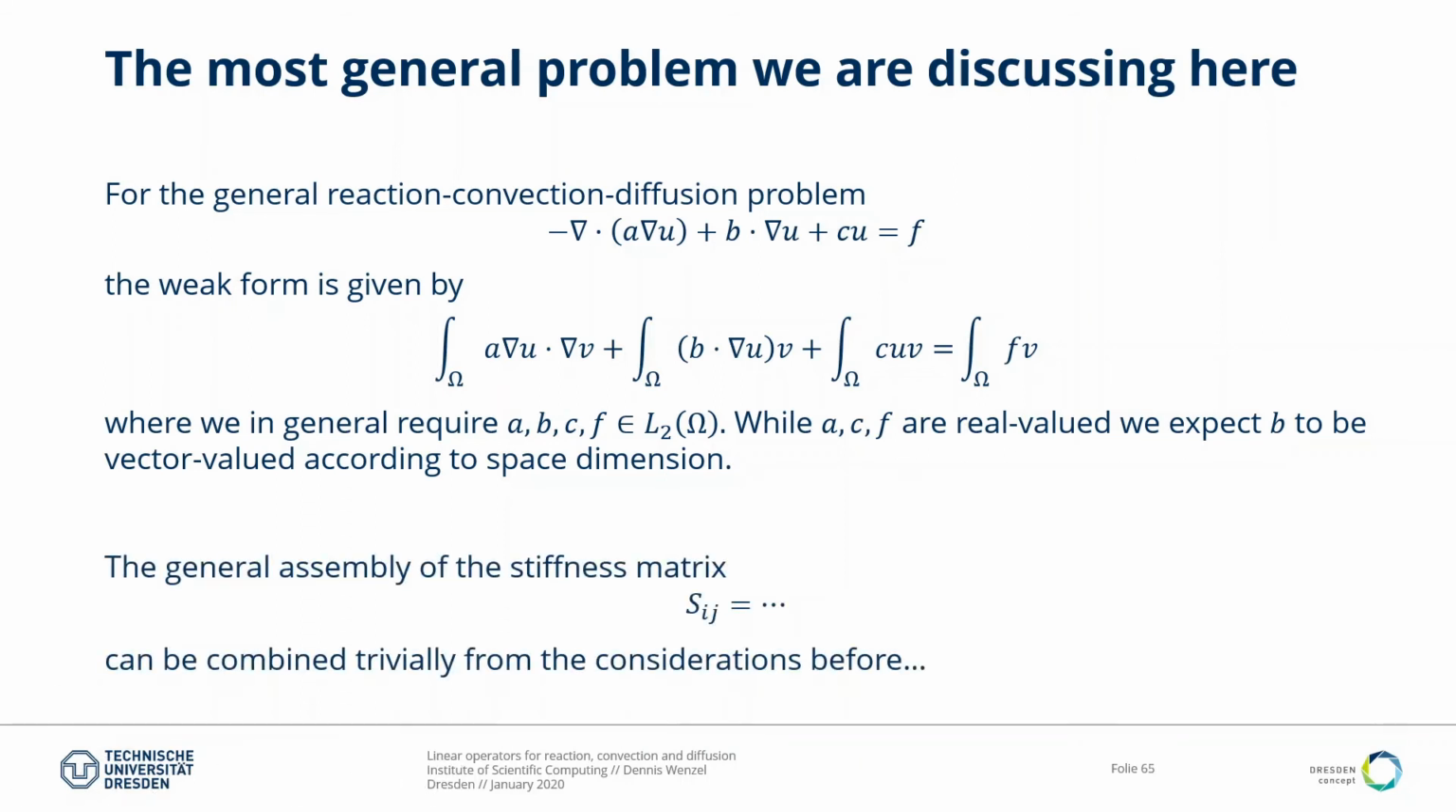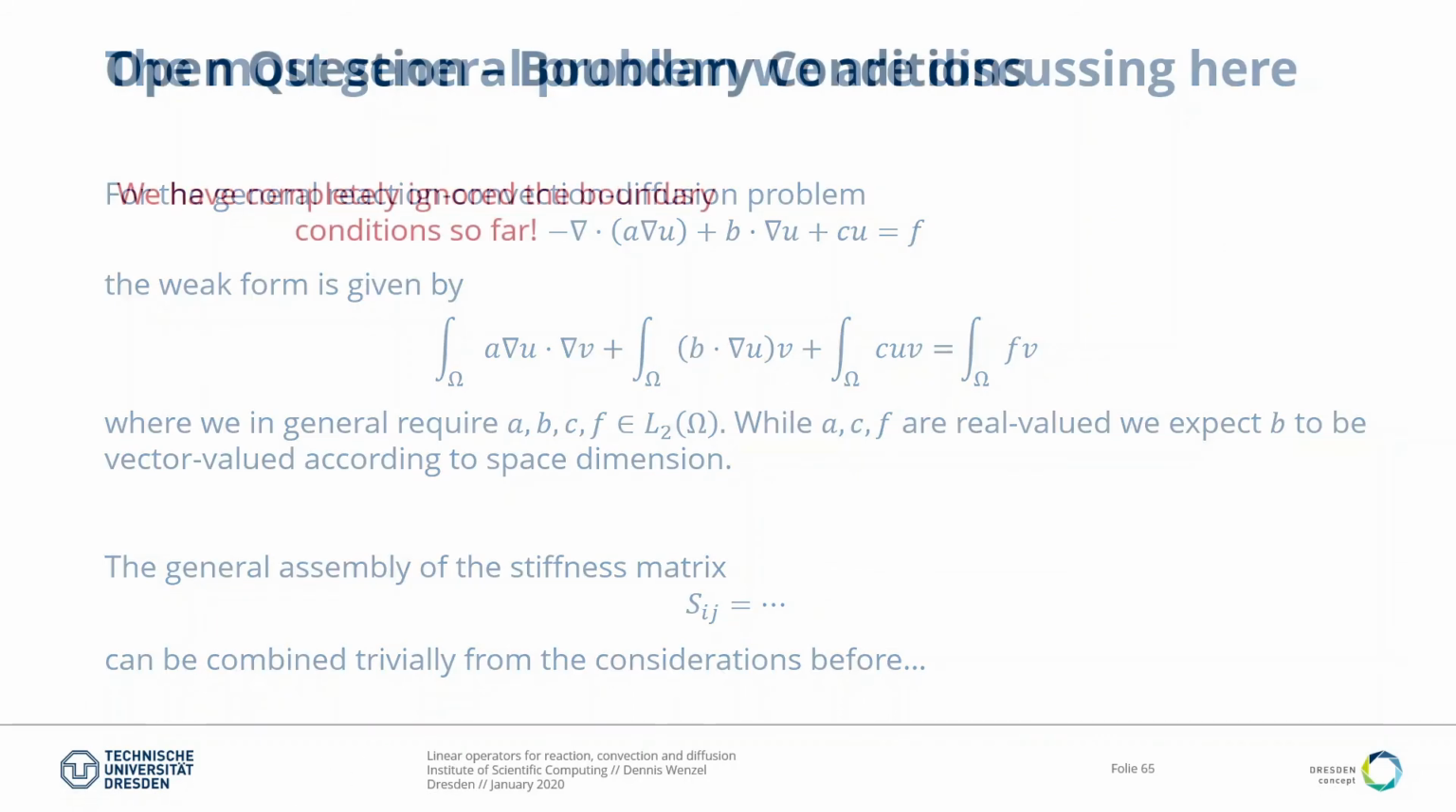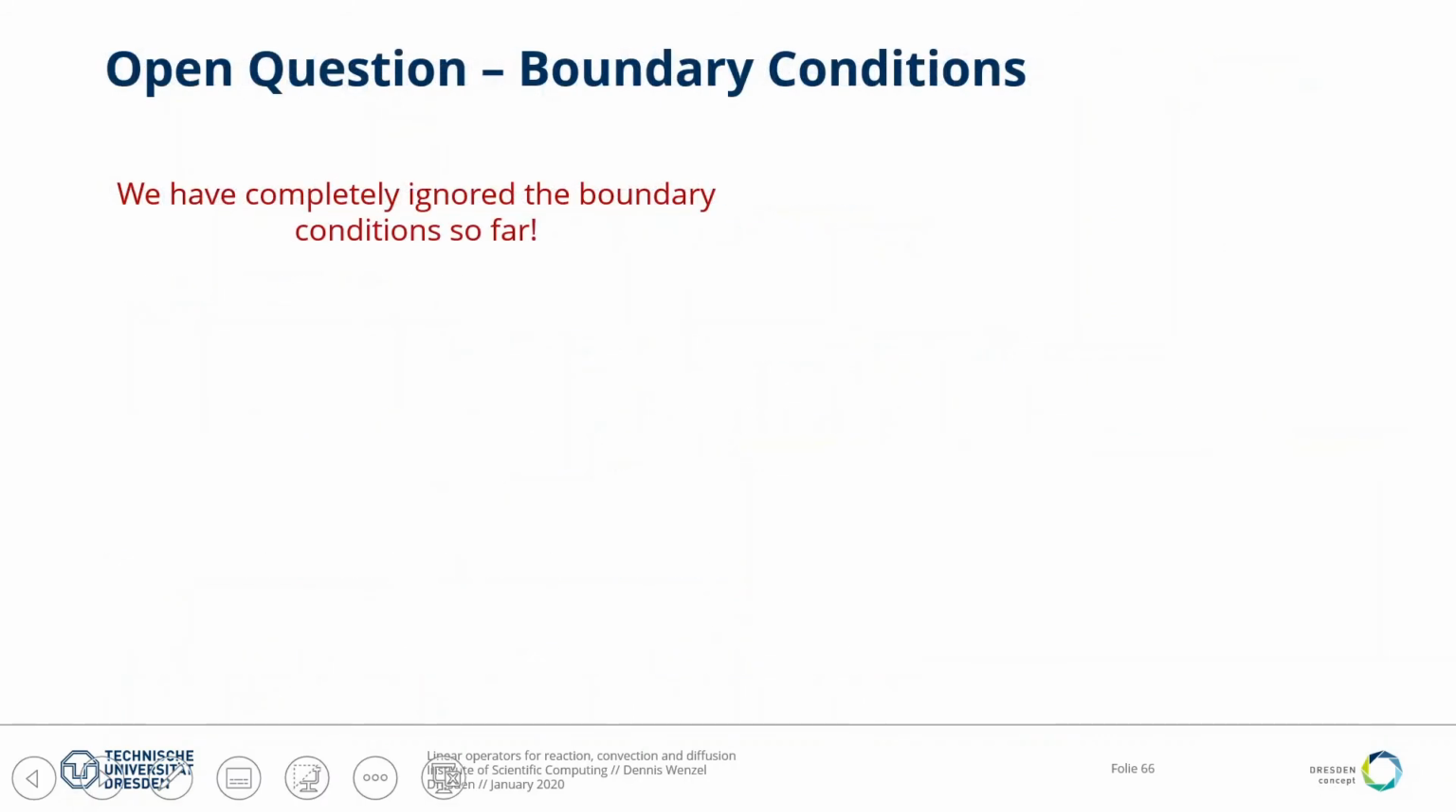And then your stiffness matrix can be simply computed by combining those considerations that you've seen from the individual contributions. What's open, and you might have guessed this already at this point, is the discussion of the boundary conditions. And we have completely ignored them so far.